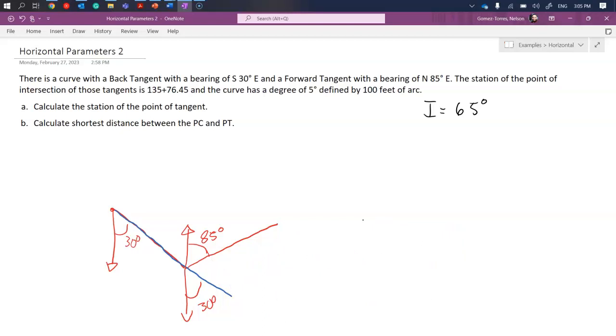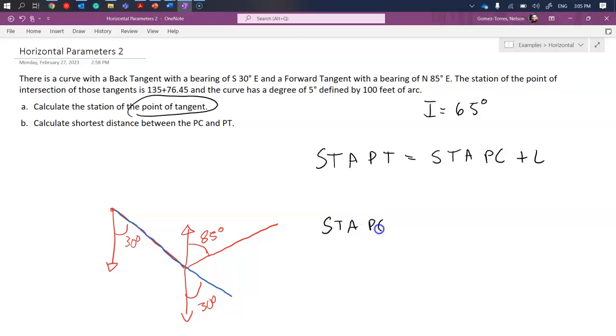Let me continue the problem. So this is what I want: I want the station of PT. And if you remember one of those formulas that is not a formula, something that you should understand, is that the station of the PT is the station of PC plus L. I don't have PC, I don't have L, I have nothing there. Let me keep going.